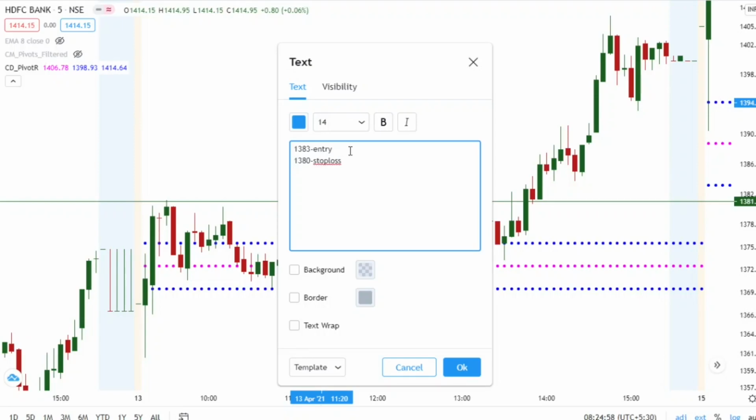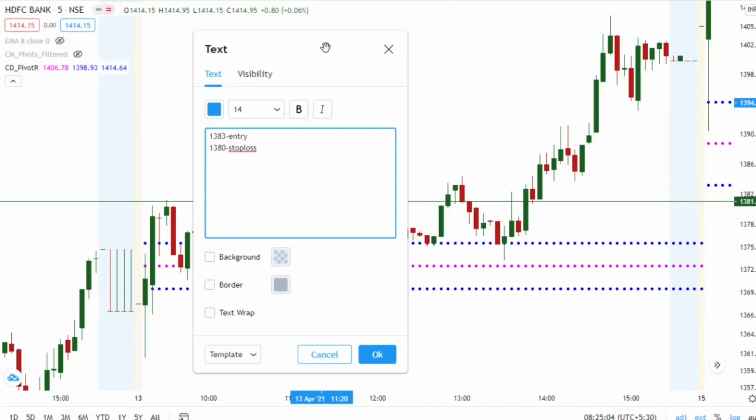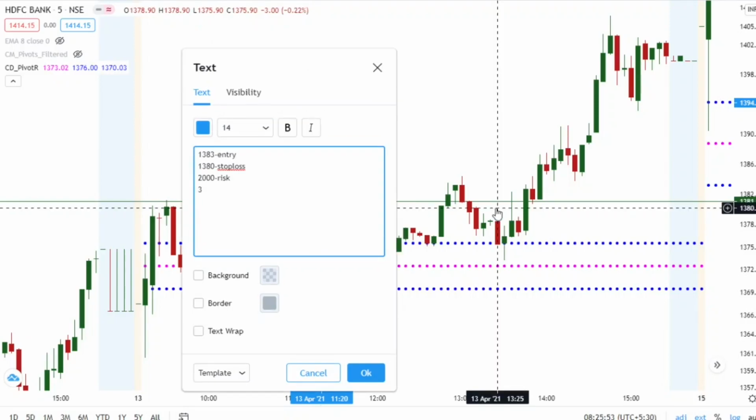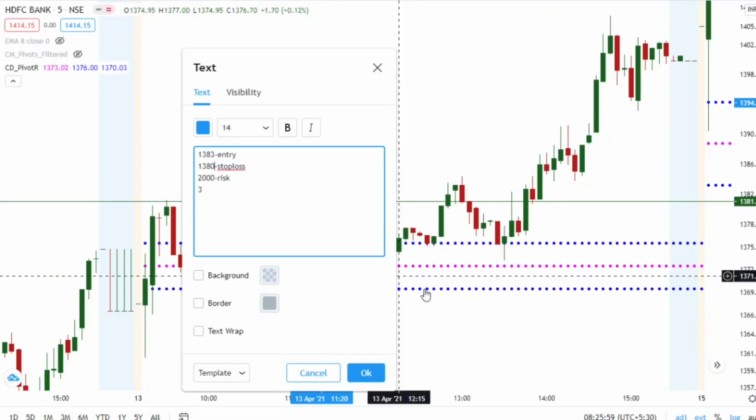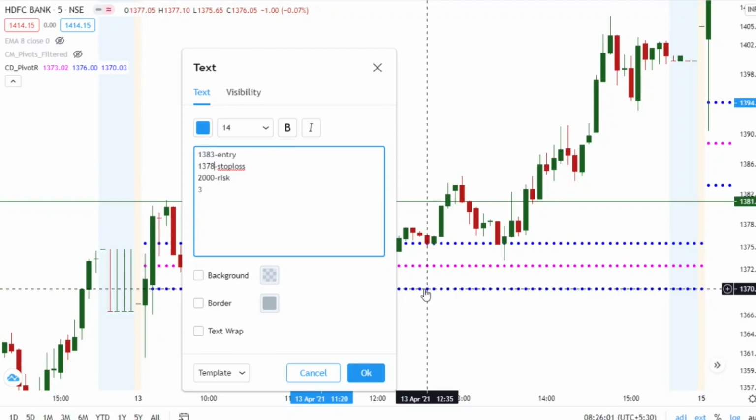Now you should calculate your risk. You should calculate your quantity first. Your risk for one day is 2000 rupees. Sorry, 1380 is the low of that candle. I will keep a buffer of 2 points, that is 1378. So 1378 is my stop loss. That means 5 points is the stop loss for this trade.